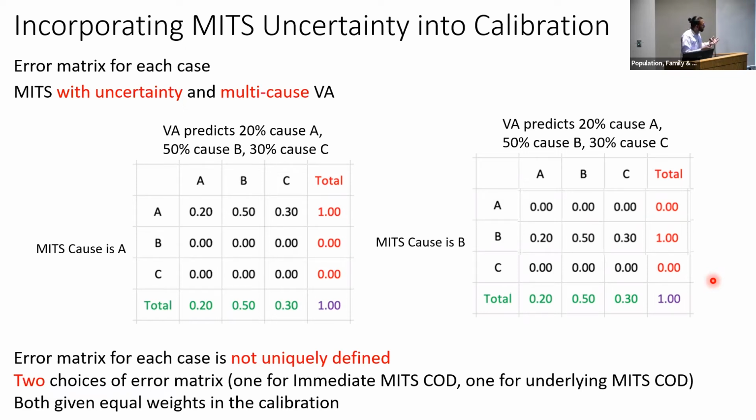Because we talked to the CHAMPS people saying, could you give us weights for the underlying and immediate cause? And they said, no, that's not possible to sort of assign weights manually. So we give them equal weights, but if you have more information, more certainty, you can also give them unequal weights. But currently we give equal weights to both these possibilities to adjust for uncertainty in the MITS cause of death.